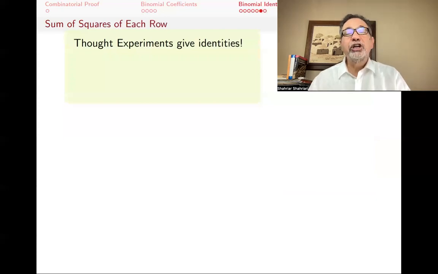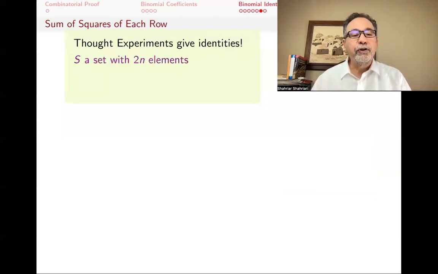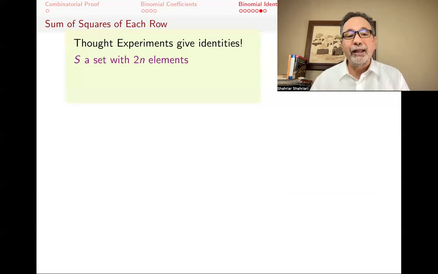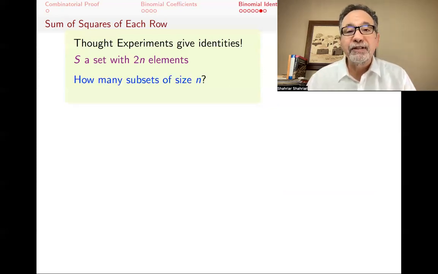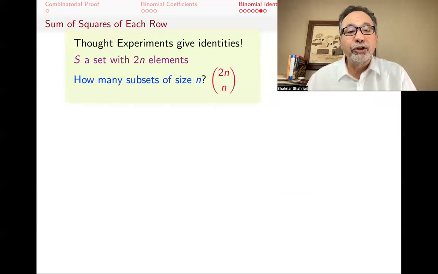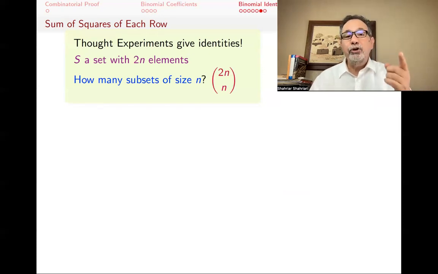Sometimes we can actually come up with identities using thought experiments, by sort of thinking up some stuff. So for example, you can say I have a set with 2n elements. I just made that up. You could have 3n elements and come up with your own identity if you like. I have a set with 2n elements, and I want to know how many subsets of size n does it have. Well, I know the answer to that. The answer to that is 2n choose n. So what? But I'm going to now try to count this in a different way.